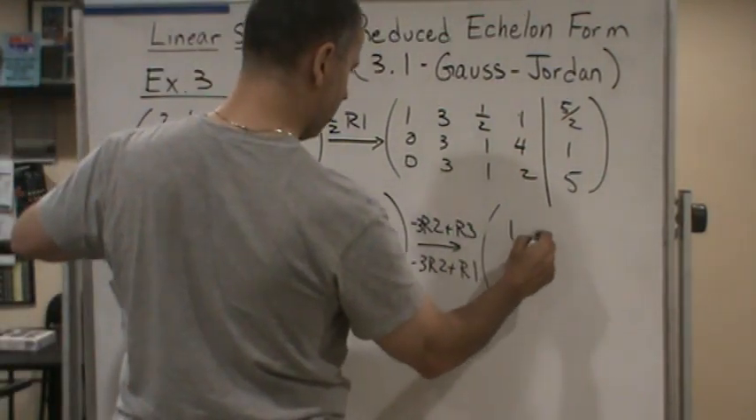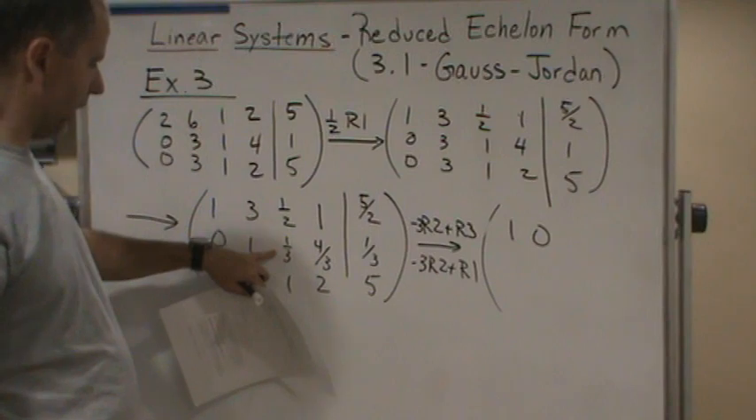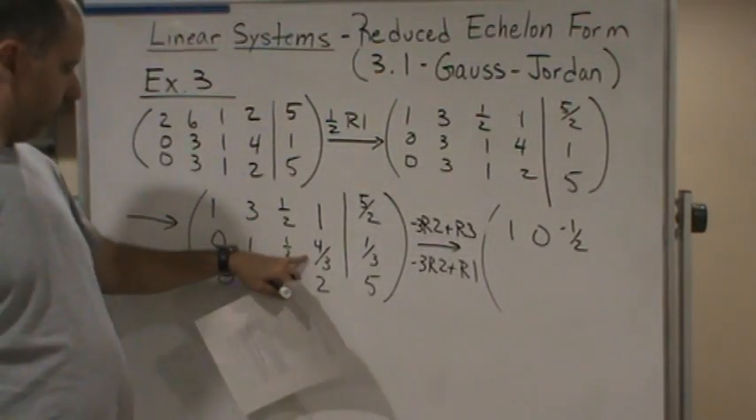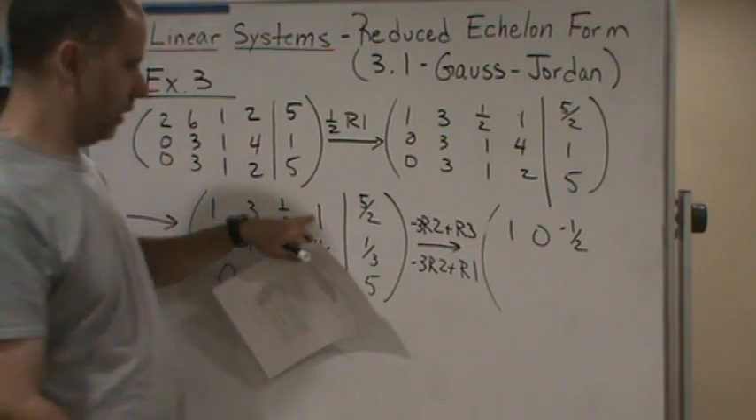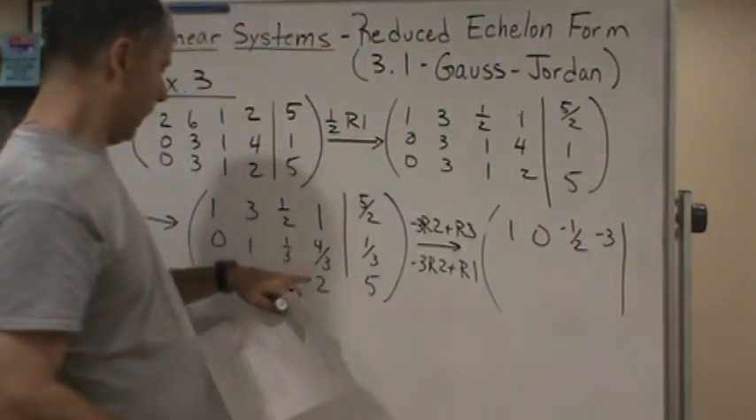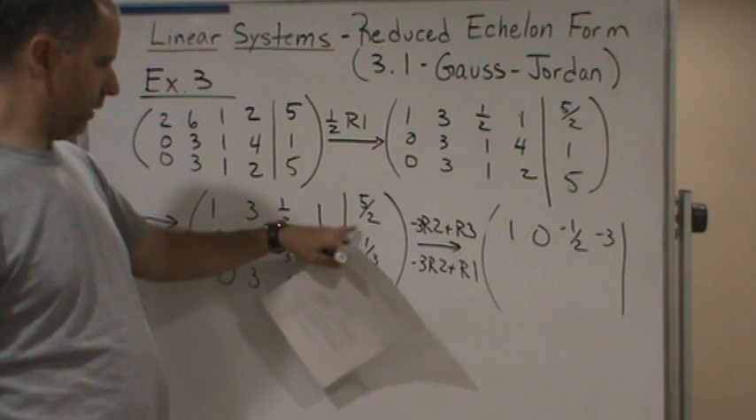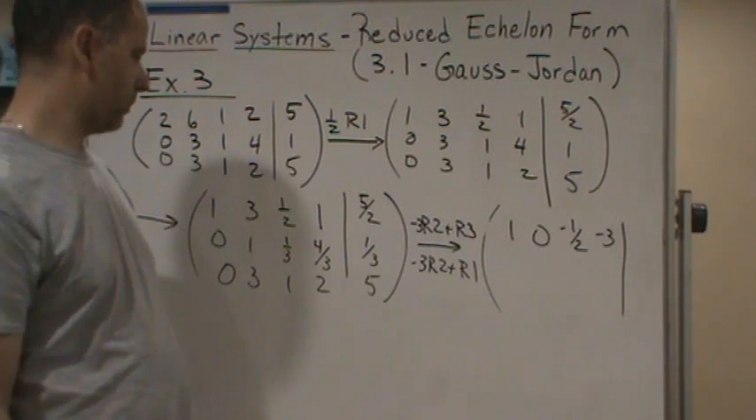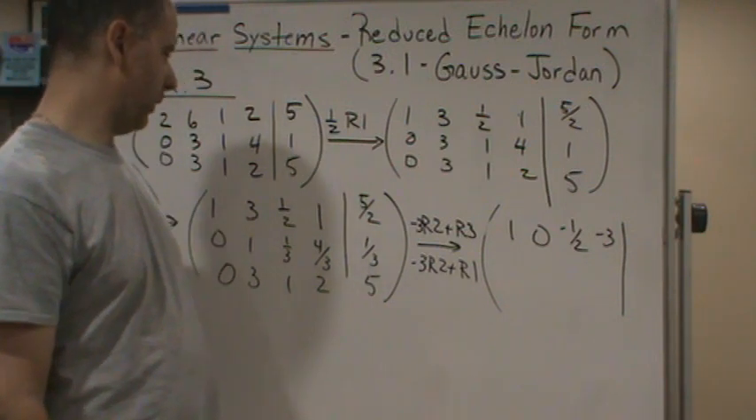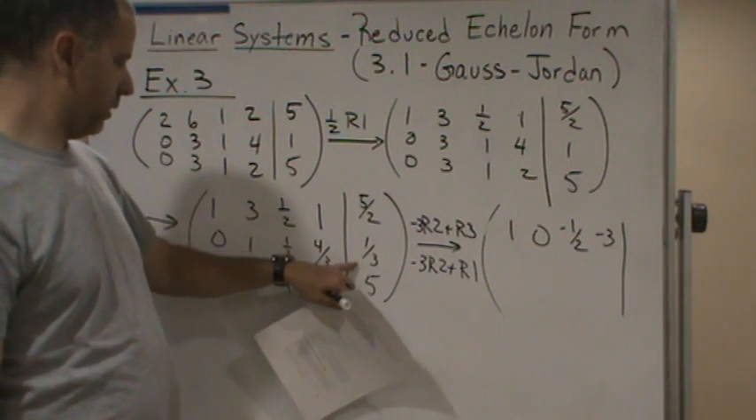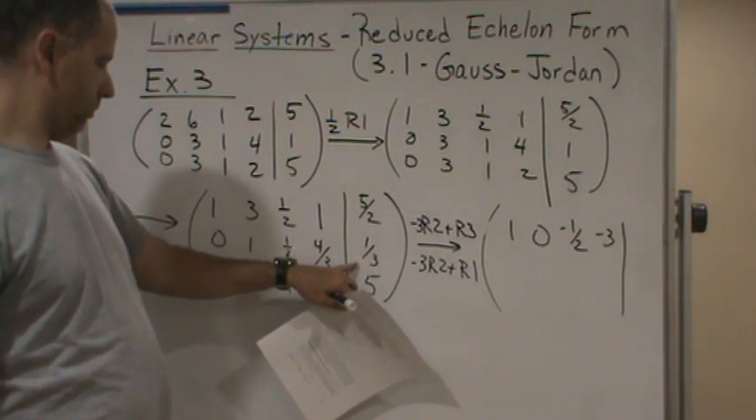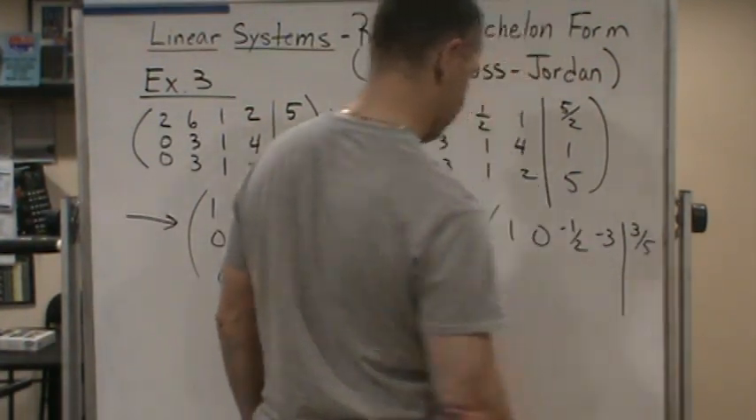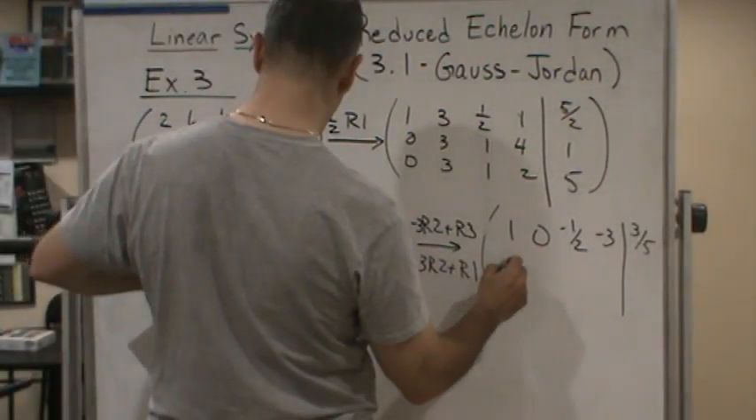So I'll get 1, 0, so -3. So -3 here is going to be -1, which is going to give me -1/2 here. -3 times this is going to give me -4, plus 1 is -3. And then -3 times this is going to give me -1, plus this, so 5/2, right? 5/2 is, what, 2.5, right? So 2.5 minus 1 is 1.5, so that would be 3/2. And then of course this is going to stay the same.